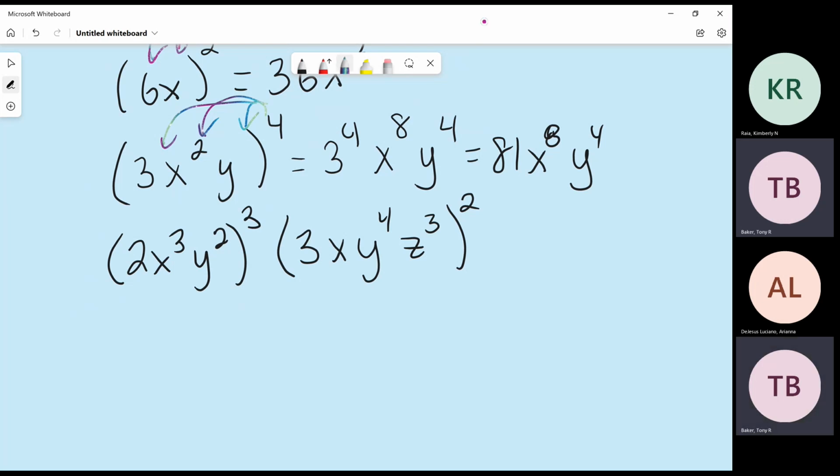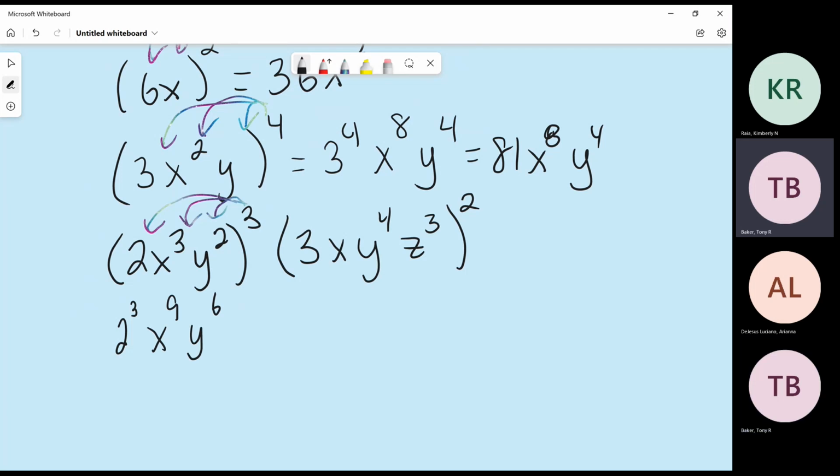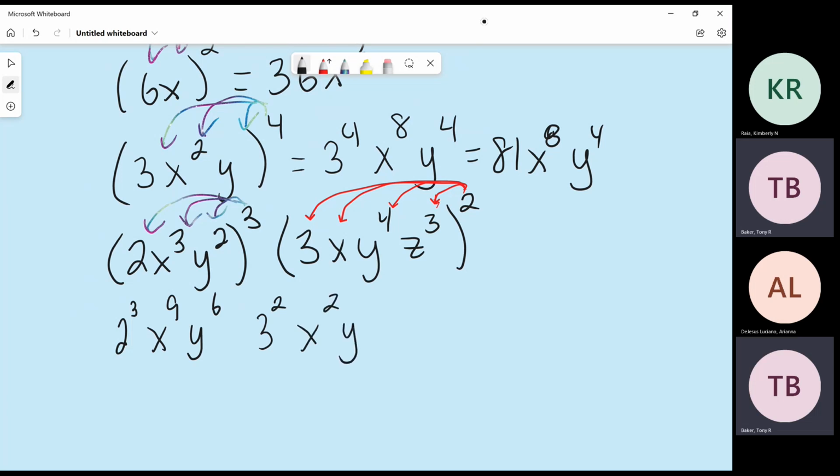So we're going to take the 3 and multiply it by everything over here. So 2 to the 3rd power. Then I have x to the 9th power and y to the 6th power. Distribute. Forgot that one automatically does my arrows for me. So I got 3 to the 2nd power, x to the 2nd, y to the 8th, and z to the 6th.